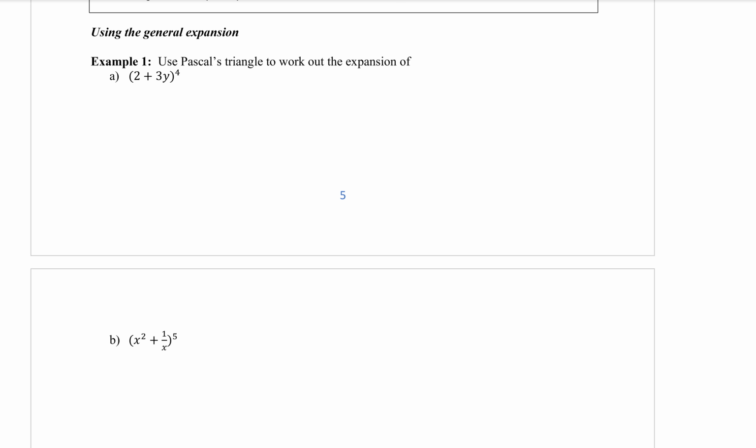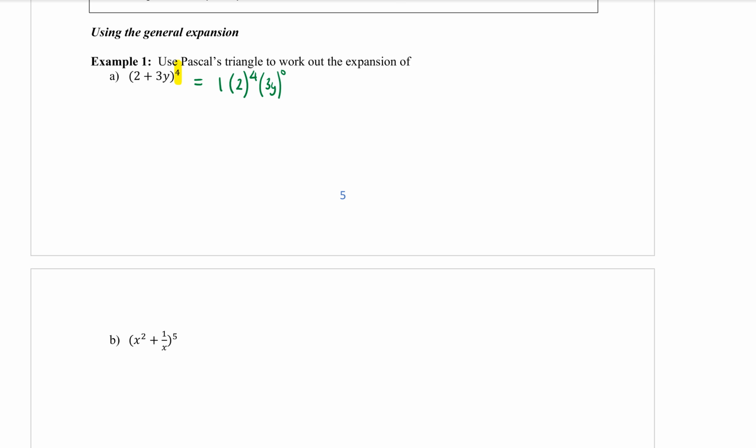So starting with my coefficient of 1, the term in the first position, which is a 2, starts with the highest power, which in this case is a power of 4. So it will be 2 to the power of 4. The item in the second position, which is 3y, is going to start off with a power of 0 and is going to increase as I go through the question.